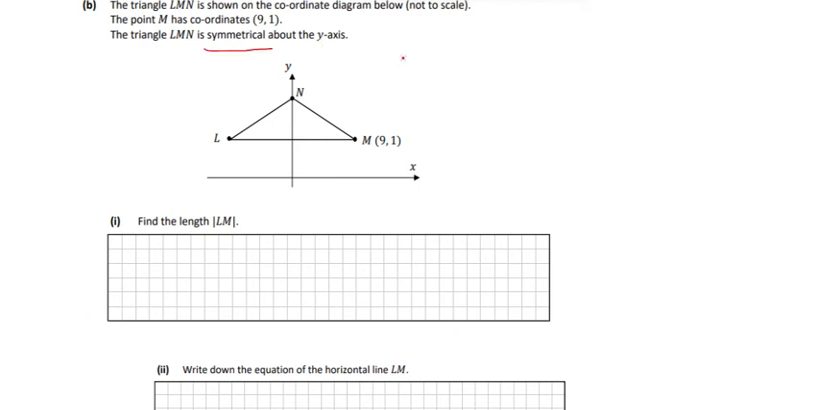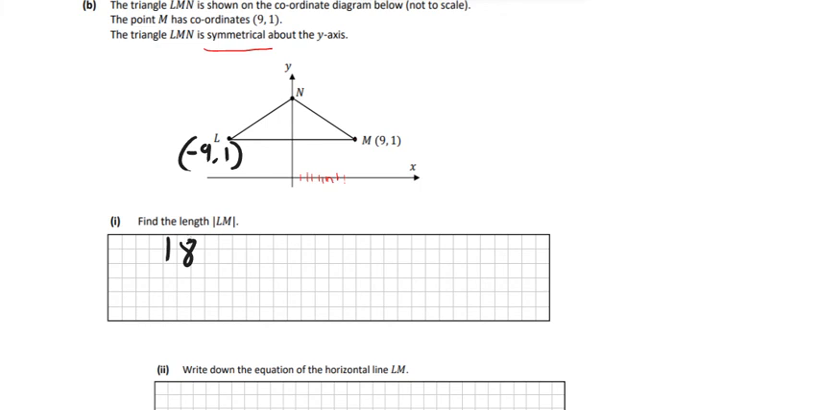So this is the point 9, 1 here. That means that it has to be 9 along there like that, and then it goes up 1. So this point over here, what it's telling us is that it has to be the point minus 9, 1. And then it's asking us the length of LM. So it's easy enough here. You can see it straight away. You have to go 9 to get to the y-axis, and then you have to go another 9 to get the rest of the way. So 9 and 9 is 18.